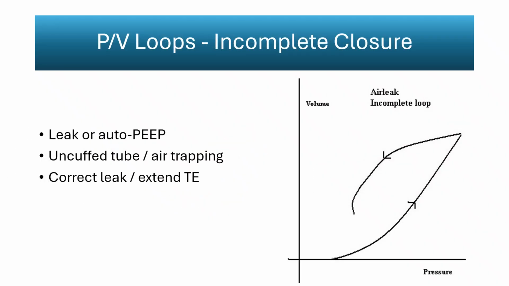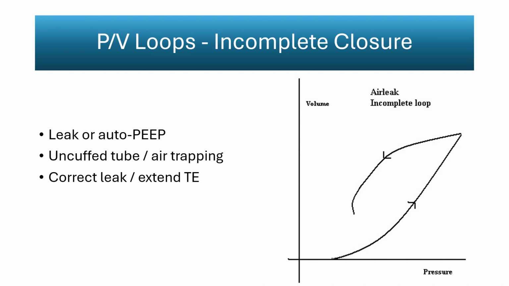Incomplete closure of the pressure-volume loop occurs when the expiratory limb does not return to the same starting point as the inspiratory limb. Instead of forming a closed, continuous loop, the cycle ends at a higher volume or fails to converge back to the baseline. This indicates that the lung is not returning to its true resting volume before the next breath begins.